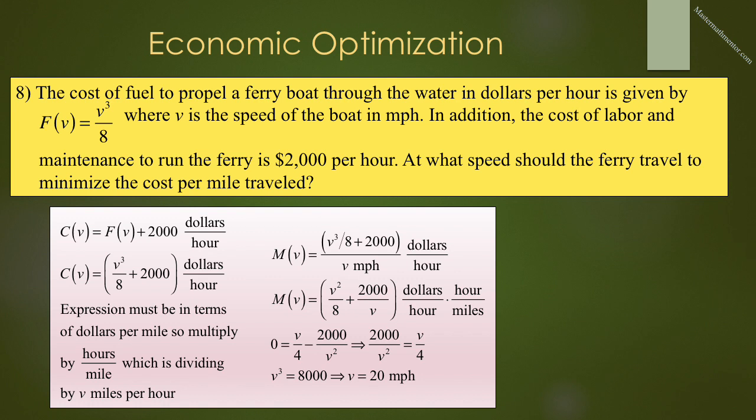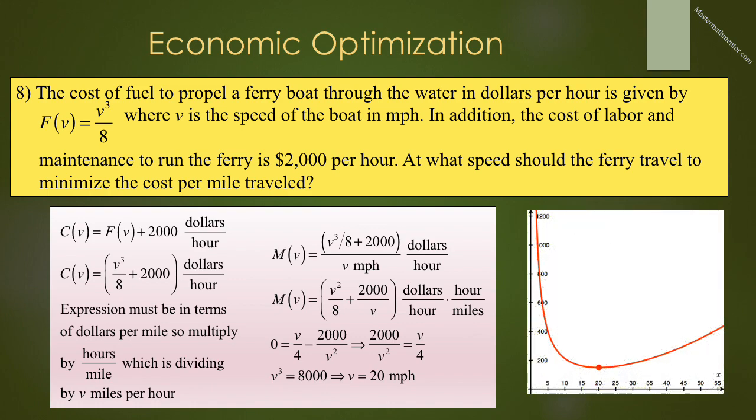Now it's easy. Take the derivative, set equal to 0. So 0 equals v over 4 minus 2,000 over v squared. 2,000 over v squared equals v over 4, and v cubed equals 8,000, meaning that v is equal to 20 miles per hour. We verify our answer graphically, and it makes sense.